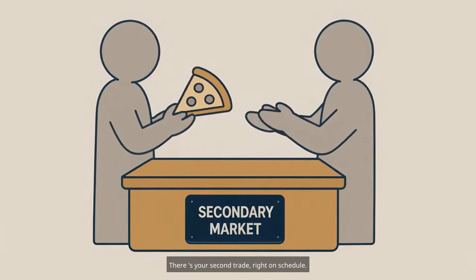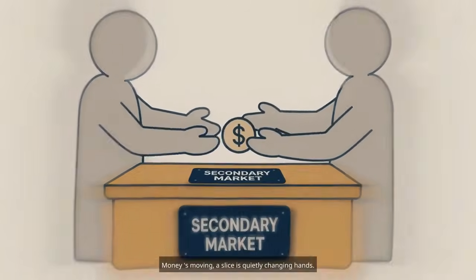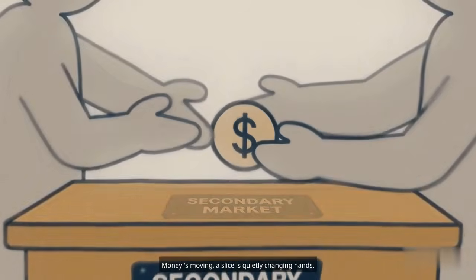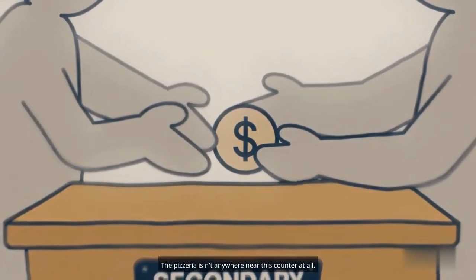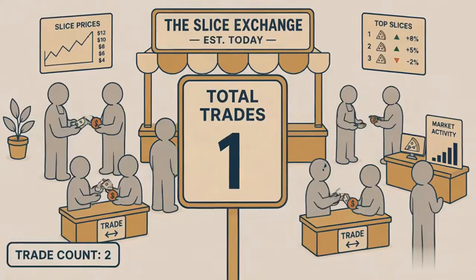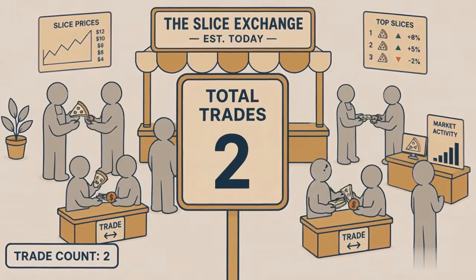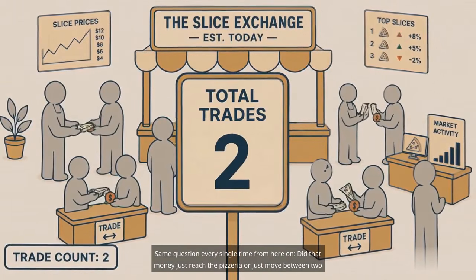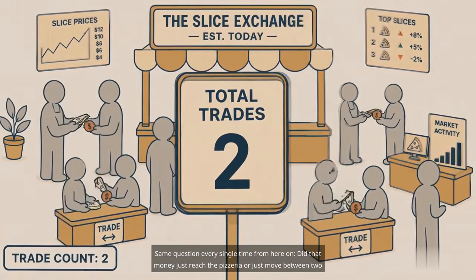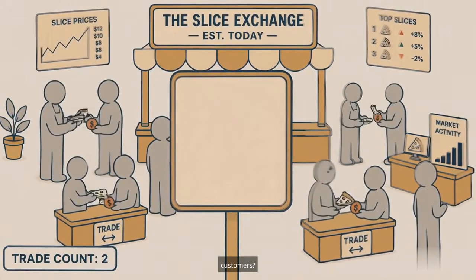There's your second trade, right on schedule. Money's moving, a slice is quietly changing hands. But look closely. The pizzeria isn't anywhere near this counter at all. Trade 2 officially logged. Same question every single time from here on. Did that money just reach the pizzeria or just move between 2 customers?